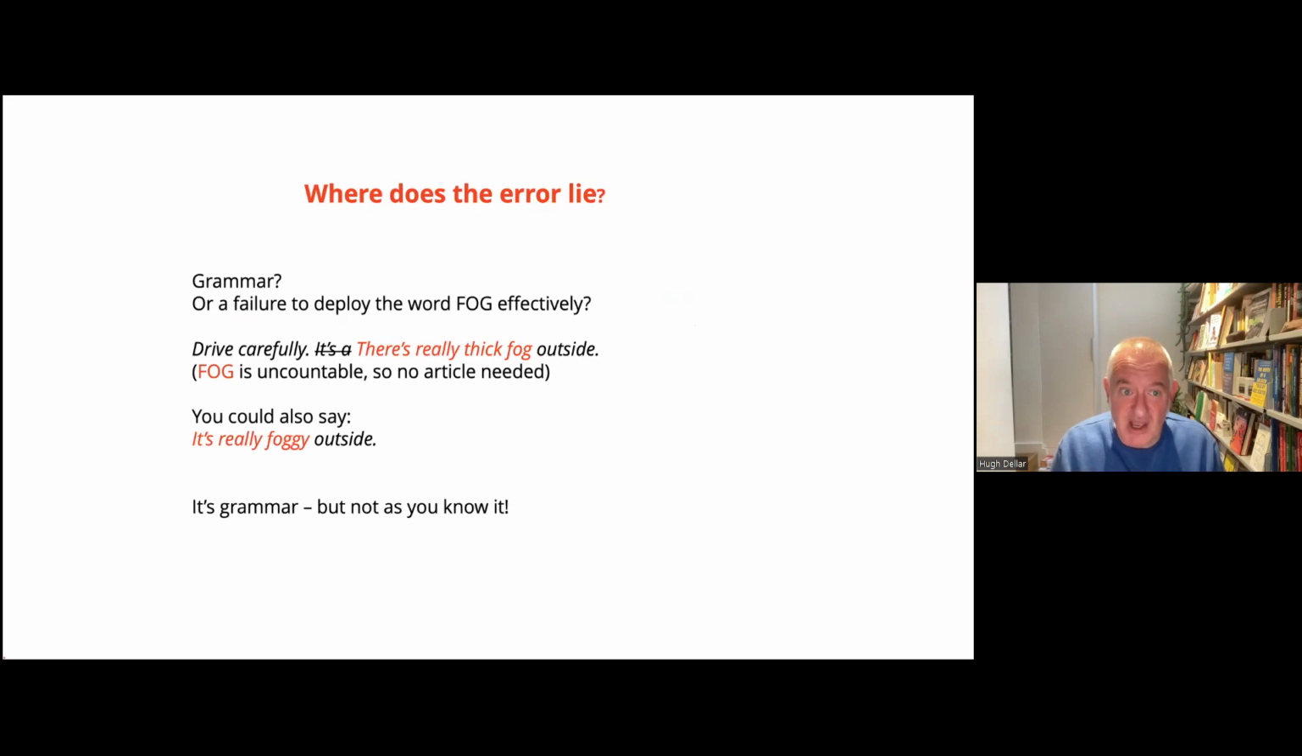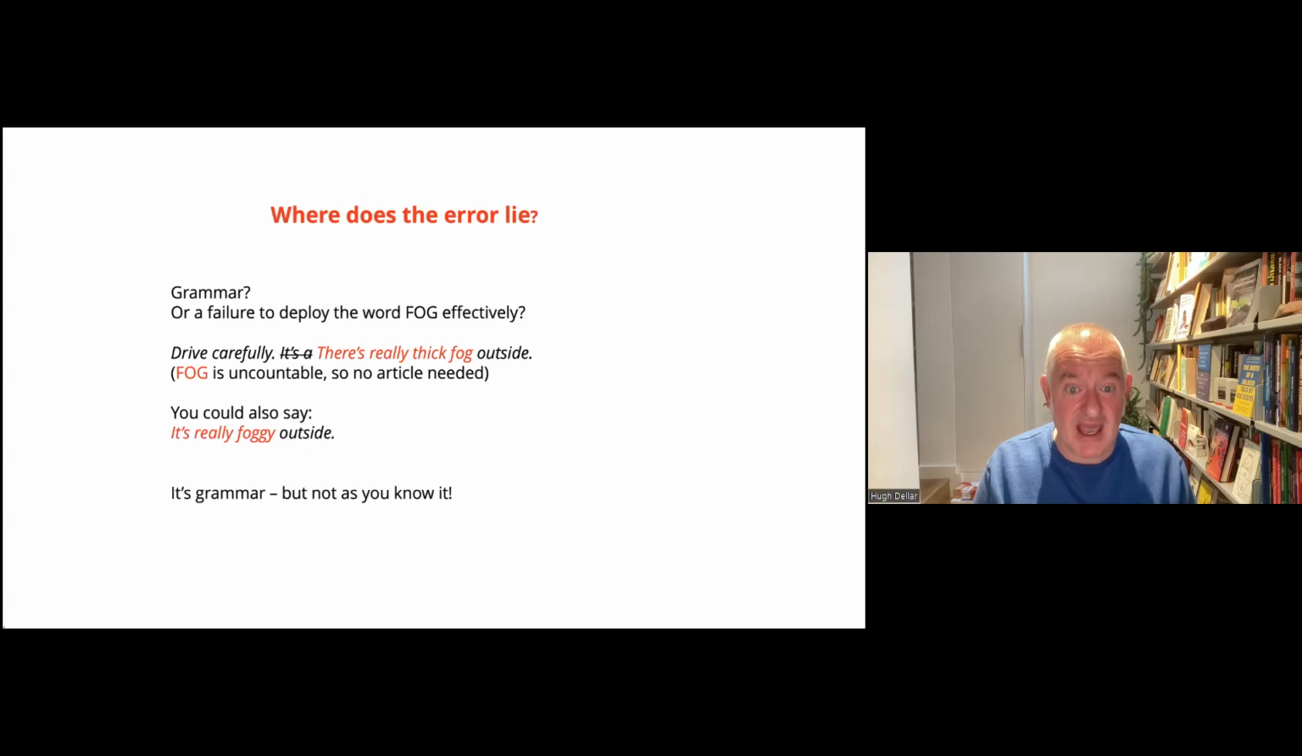Again, with these kinds of mistakes, I don't really think they're grammar mistakes. I mean, I don't think doing an exercise on article use or "it is" versus "there is" will help you. Okay, I don't think that's the problem. I think the problem is knowing how to use the word fog. So what you might do is go, okay, drive carefully, there's really thick fog outside, you might tell students, yeah, fog's uncountable, so you don't need an article.